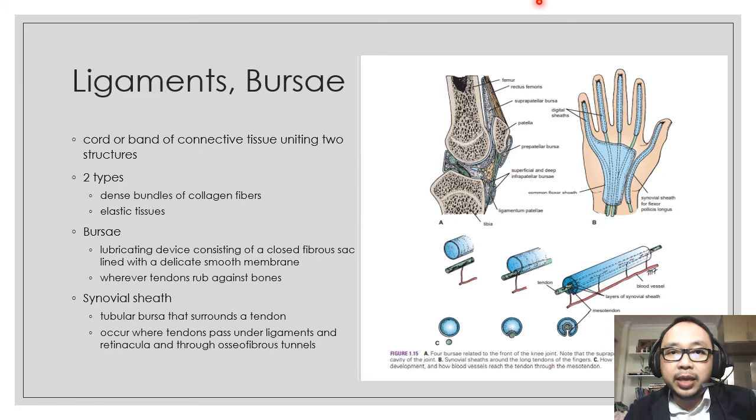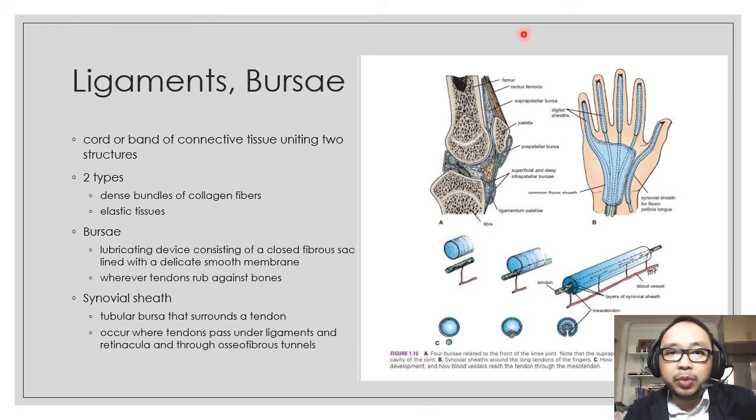You have your dense ligaments, those are composed of dense bundles of collagen fibers and usually are unstretchable under normal conditions. The second type of ligaments are basically composed largely of elastic tissues and can regain its original length. An example of a ligament which is quite unstretchable is your iliofemoral ligament of the hip joint and the collateral ligaments of the elbow.